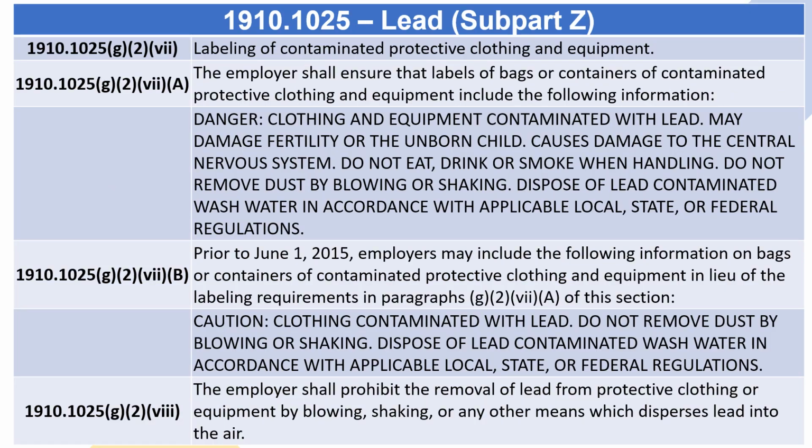1910.1025 G2(vii) Labeling of contaminated protective clothing and equipment. 1910.1025 G2(vii)(A) The employer shall ensure that labels of bags or containers of contaminated protective clothing and equipment include the following information: Danger. Clothing and equipment contaminated with lead may damage fertility or the unborn child. Causes damage to the central nervous system.